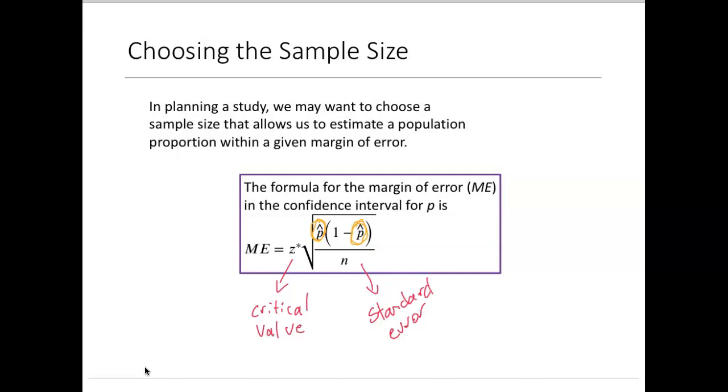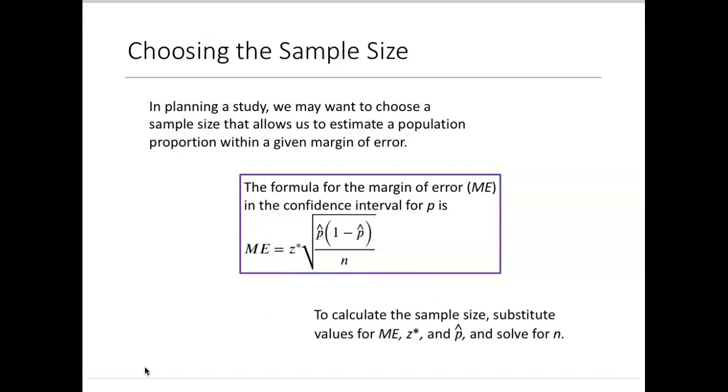And so, namely, what you're going to be able to do is you'll know the margin of error, so we'll decide what we want that to be. We'll know our confidence level, so we'll be able to figure out our z critical value. You can potentially know your p hat. If not, I'll tell you how we get around that. And then what we're going to do is solve for the sample size. So to calculate the sample size, substitute in values for margin of error, your z critical value, and p hat, and then we'll solve for n.